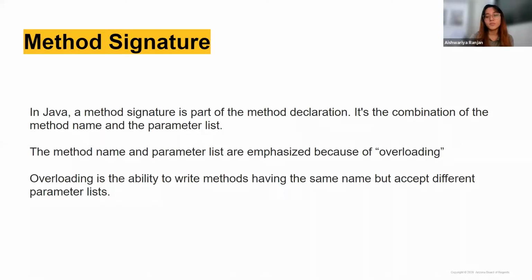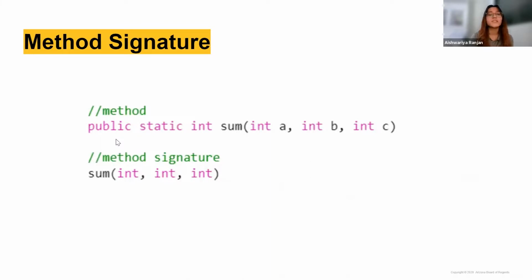We're going to see an example in 1 or 2 slides. So this is a method. Suppose you have a method public static int sum, and it has 3 integer inputs. This is your parameter list. So the signature of this method would be the method name sum and the parameter list. And in the parameter list, you don't have to specify the variables, just the data types. So sum, in the brackets, we have int, int, int, and this is your method signature.